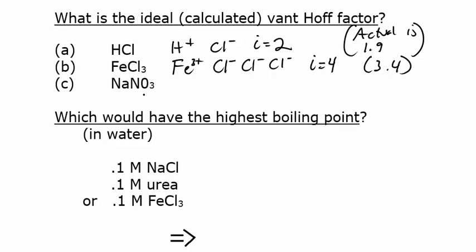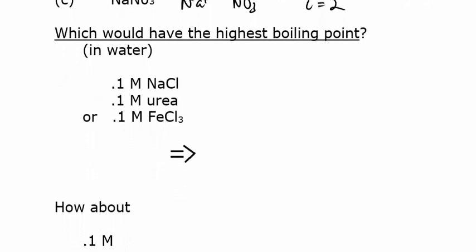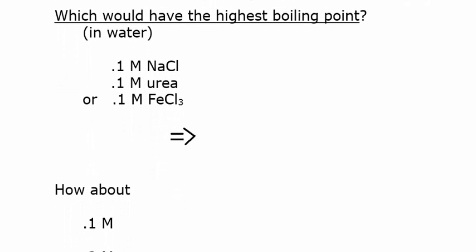And sodium nitrate has a polyatomic ion, so it separates into a sodium and a nitrate, 2 ions. So your ideal van't Hoff factor would be 2. We can use this to compare boiling points for various species.